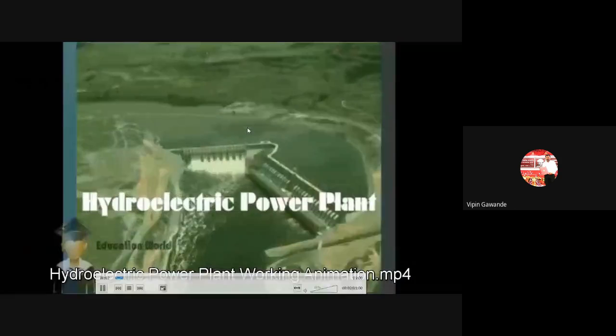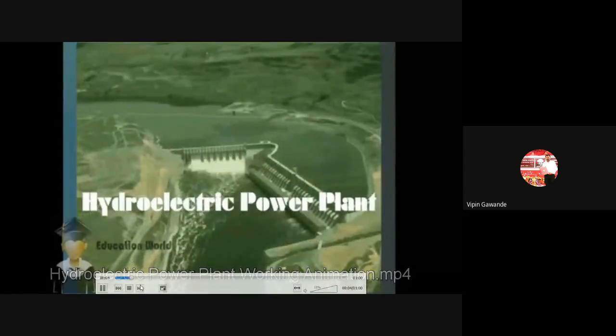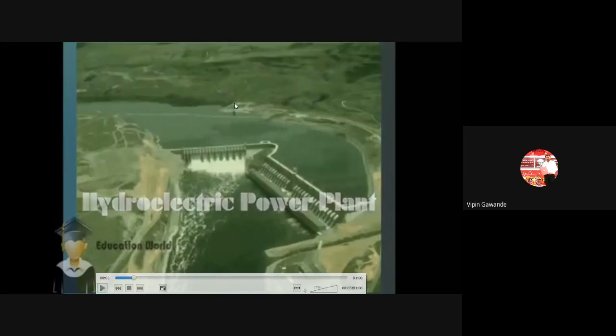Let us see this one. So this is your hydroelectric power plant. This is what initially you are saying, this is the dam. Okay, this is our reservoir. Whenever there is rainfall, we'll store the water, and this is our dam.